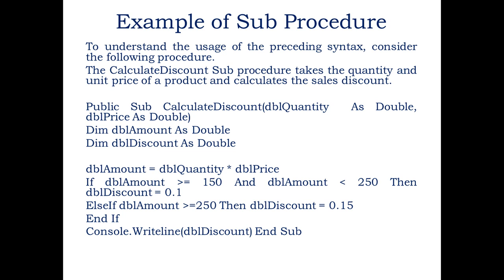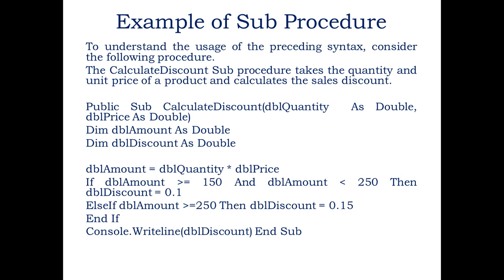To understand the usage of the preceding syntax, consider the following procedure. For example, CalculateDiscount is the name of the sub procedure. You take the quantity and unit price of the product and calculate the sales discount. In this simple example, Public is the access modifier, Sub is the keyword, CalculateDiscount is the name of the sub procedure, dblQuantity and dblPrice are the argument list, and As Double is the data type of the arguments.